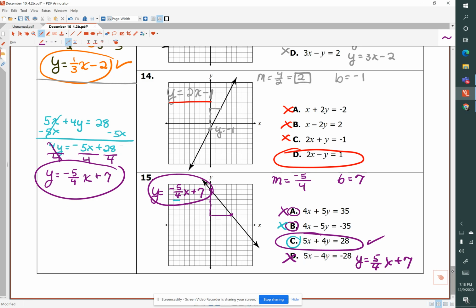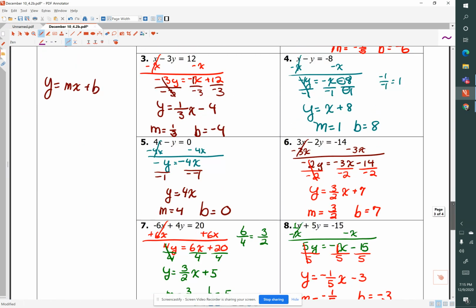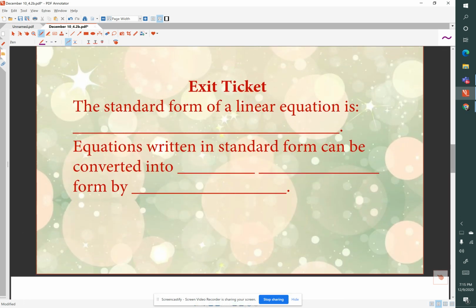So let's go back to our exit ticket. So the standard form of a linear equation is ax plus by equals c. And equations written in standard form can be converted into slope-intercept form by solving for y.